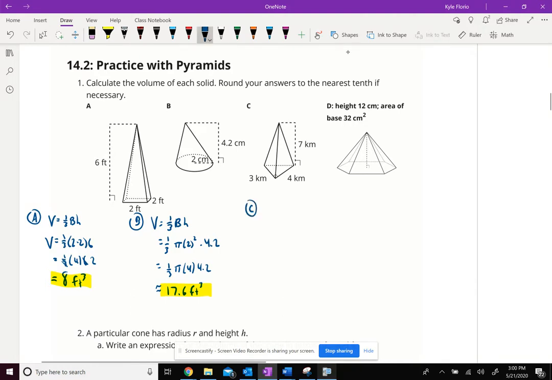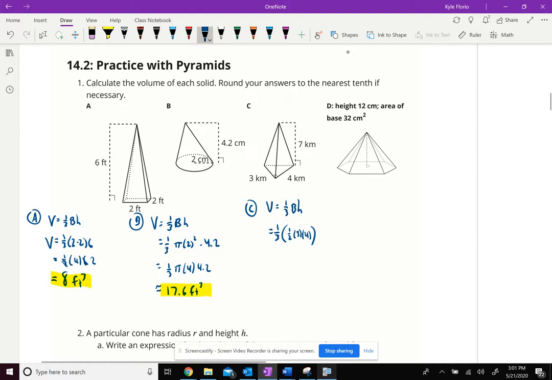For part C, we have a cone again. Excuse me, not a cone, a pyramid again. But it's going to be 1/3 the area of the base times the height. And the base is a triangle. The area of the triangle is 1/2 base times height. The 3 and the 4 are the base and the height, because they're the ones coming off the right angle. They're not the hypotenuse. For the hypotenuse, we'd have to do the Pythagorean theorem to find one of the other legs.